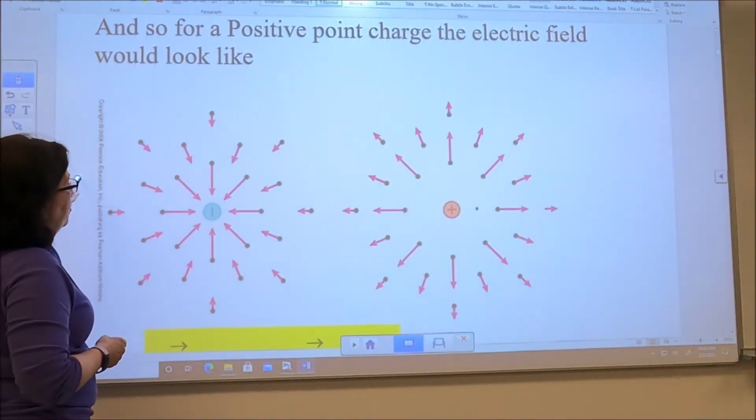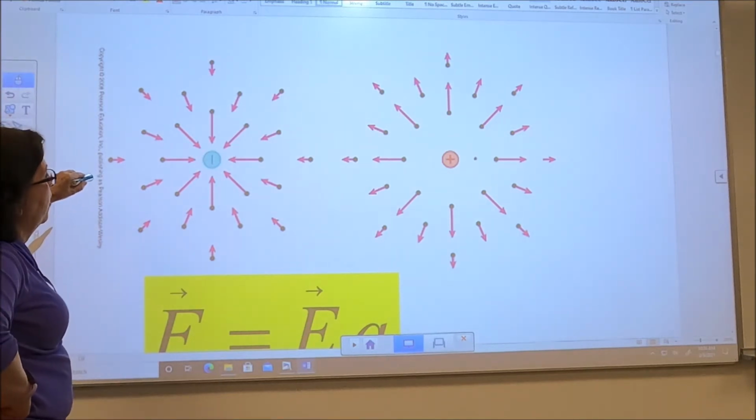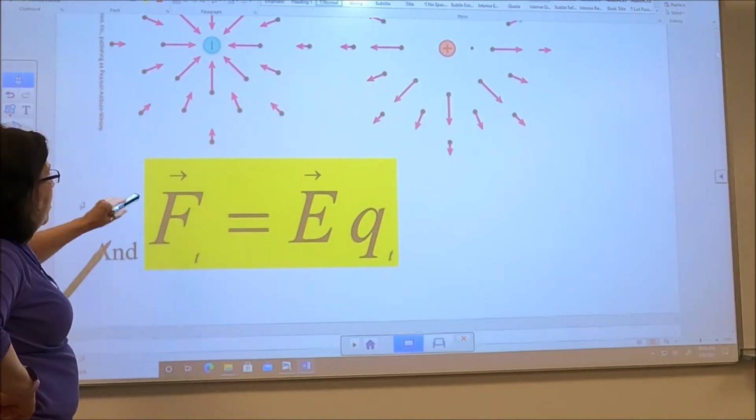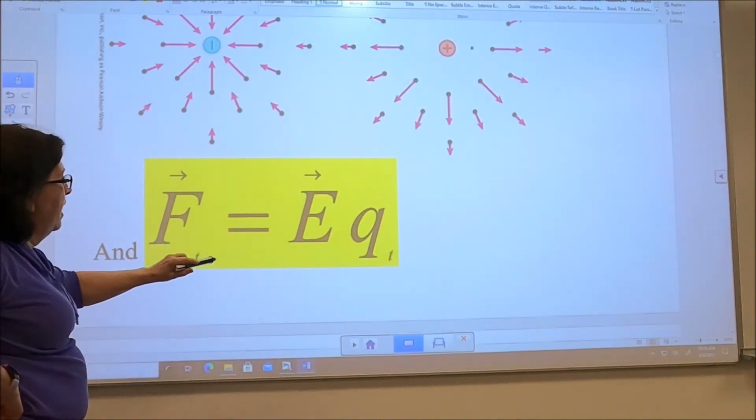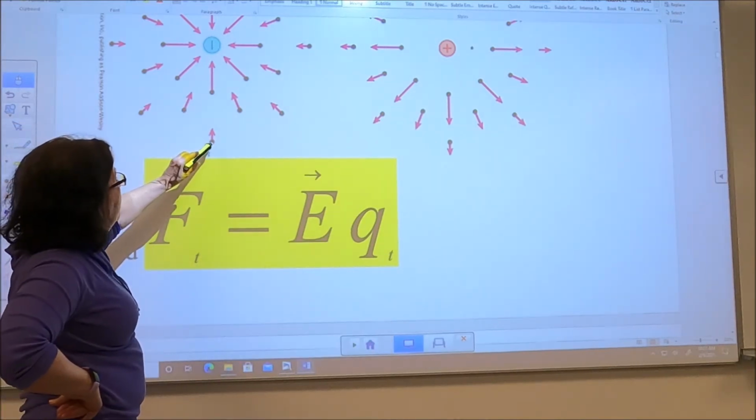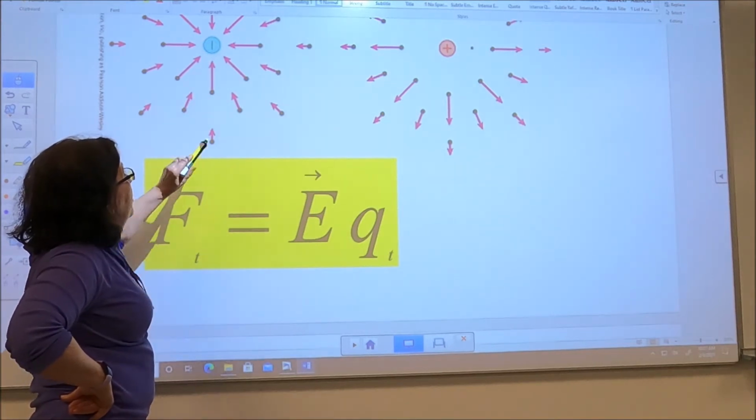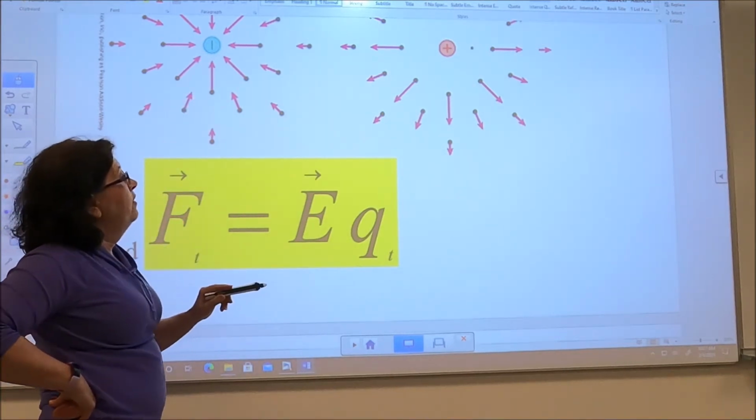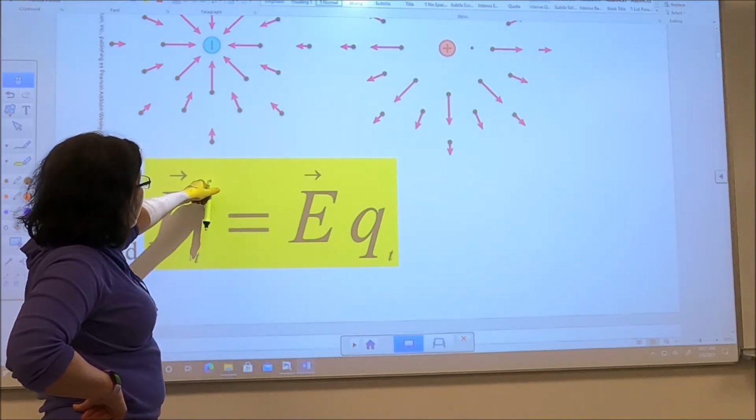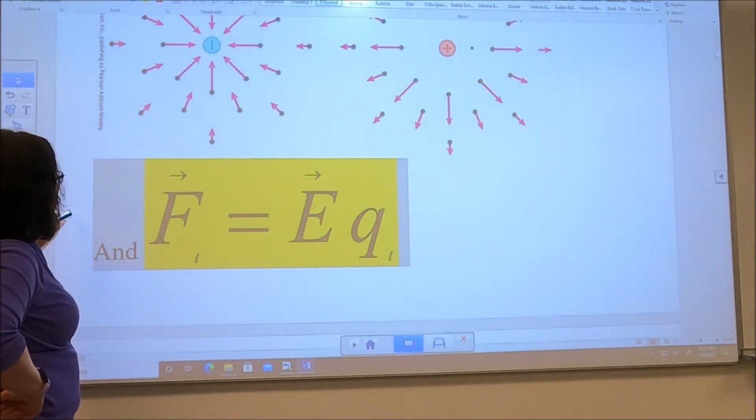Okay, just to remind you, there's our negative and positive point charges with our electric field maps. And the force exerted on a test charge, force on test, is equal to E times Q test. So if I were to put a positive charge here, it would experience a force along the electric field line toward the negative. If I were to put a negative charge particle, it would experience a force in the opposite direction of that electric field vector.